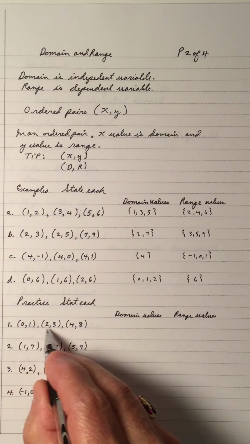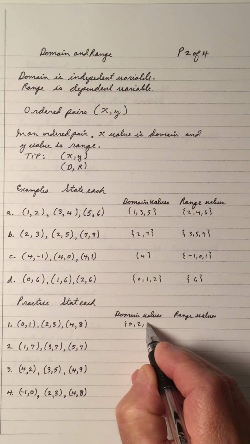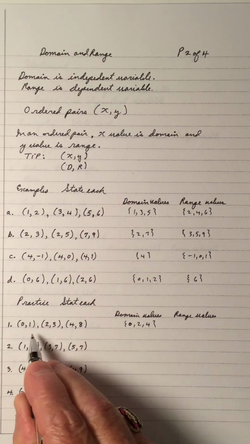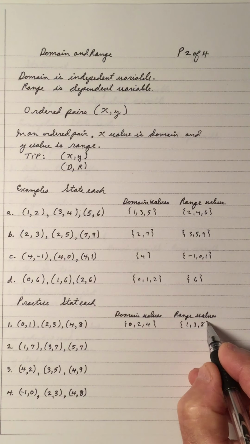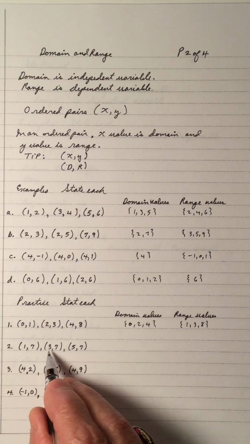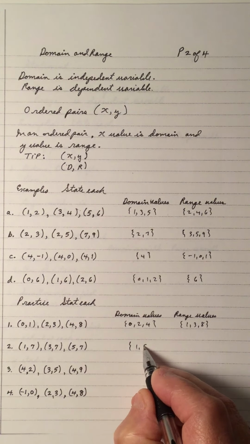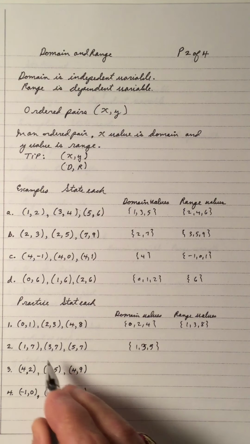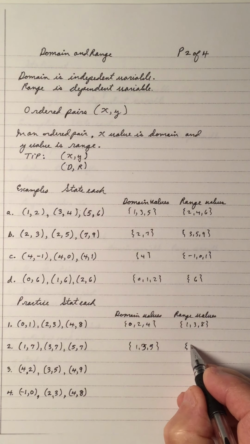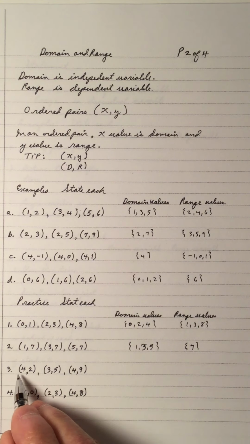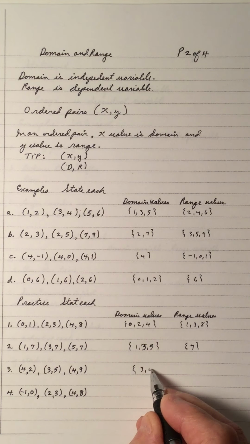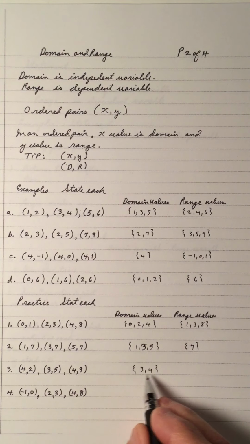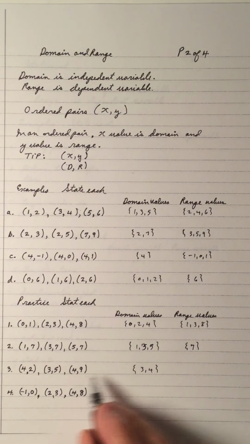Domain is the X, 0, 2, 4. Range is the Y, 1, 3, and 8. Domain X, 1, 3, and 5. Range is the Y, just one 7 will do it. Domain is the X, 4, 3, and 4. Notice I put the 3 and 4 in numerical order. Did not have to write the two 4s.